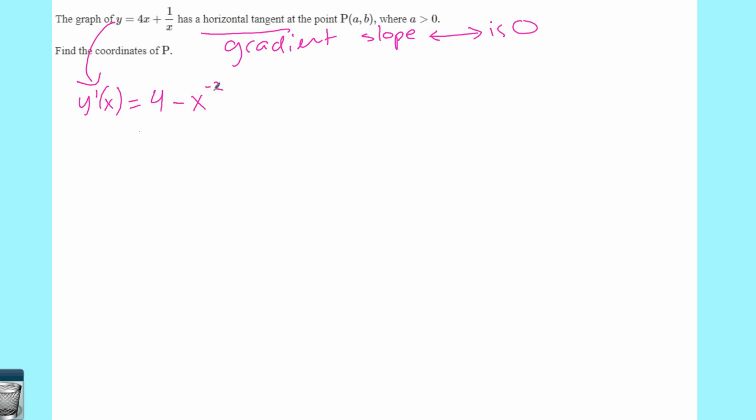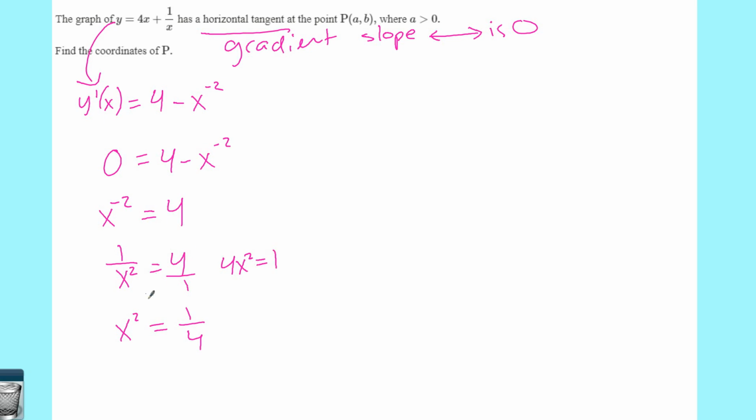So we know that we want our slope to be 0, so that means the y value of our derivative has to equal 0. Now I don't really like that negative exponent. I'll move it to the other side. X to the negative 2 equals 4. Well, 1 over x squared equals 4. Do some cross multiplying. You essentially get x squared equals 1/4. If you had cross multiplied, you would have gotten 4x squared equals 1. Depends on what kind of shortcuts you know.